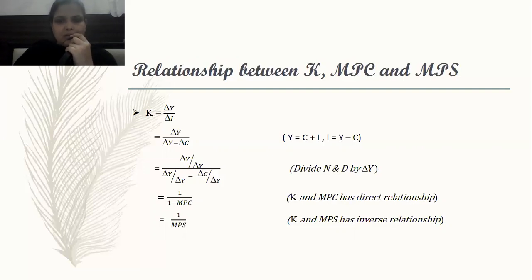Now, marginal propensity to consume plus marginal propensity to save is equal to 1. It means 1 minus MPC is equal to MPS. It means the multiplier and the marginal propensity to save have an inverse relationship. That means the larger the size of MPS, the less the value of the multiplier and vice versa.